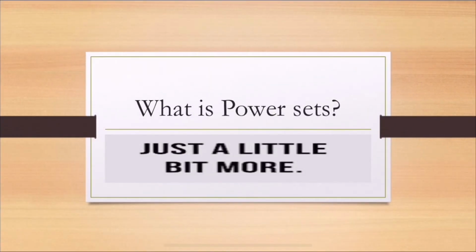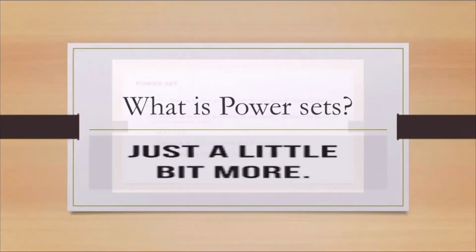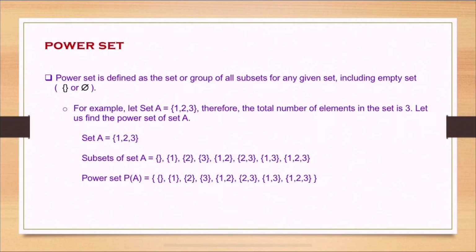So for the next section, what is a power set? Power set is defined as the set or group of all subsets of any given set, including the empty set. For example, let set A be 1, 2 and 3. Therefore, the total number of elements in set A is 3. Let us find the power set of set A. So the subsets of set A have an empty set.